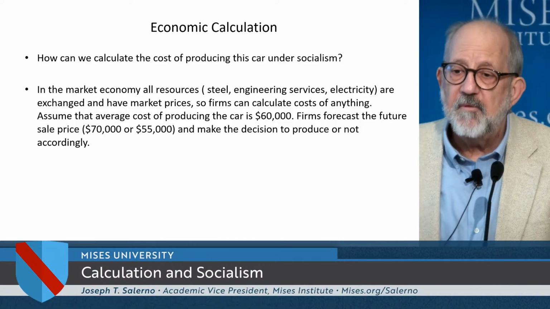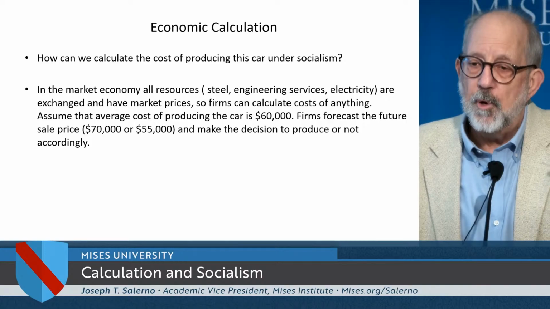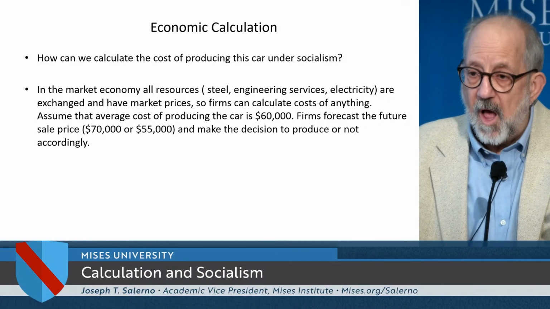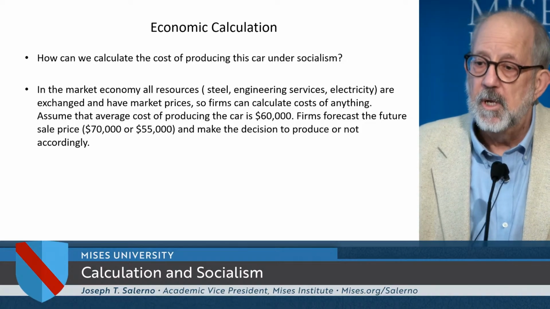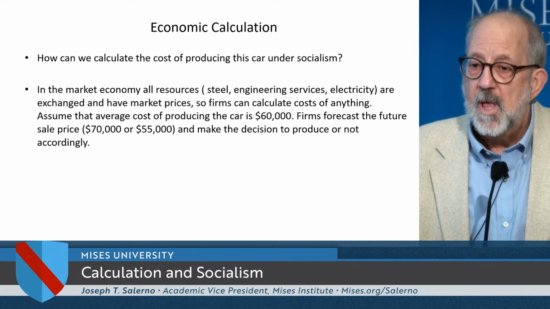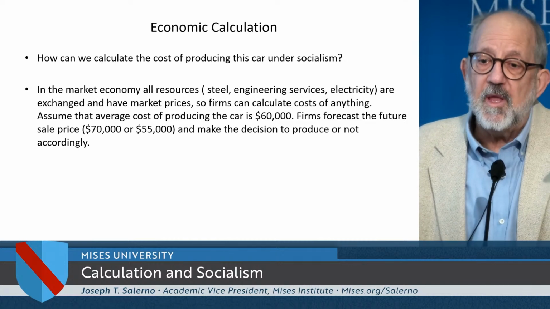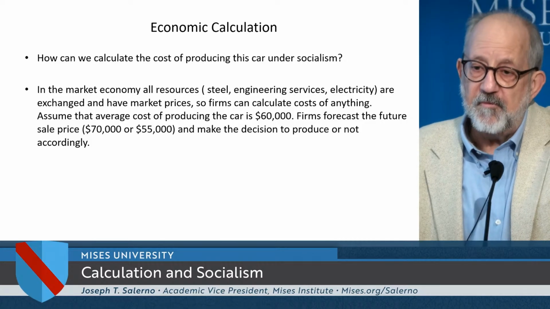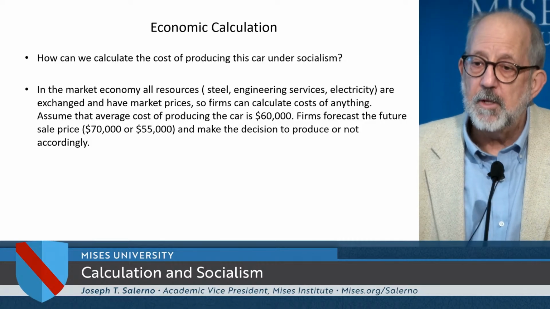On the other hand, if they forecast that the output price of this automobile will be $55,000, $5,000 less than its cost of production, then they know that they would be wasting resources. Now, some entrepreneurs may mistakenly think the future price is $70,000 and build it, and it turns out to be $55,000 or $50,000, and they lose money.